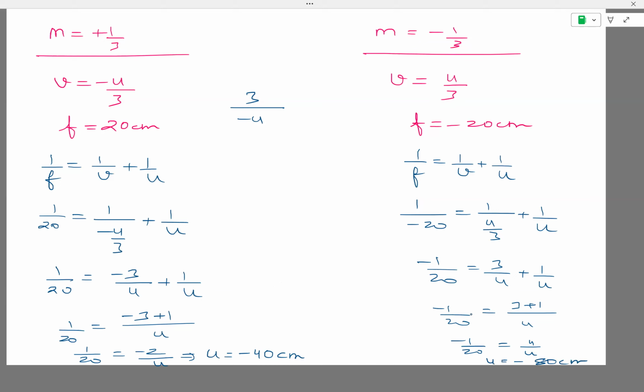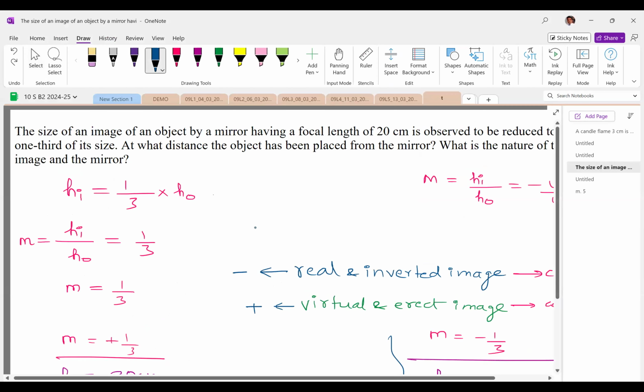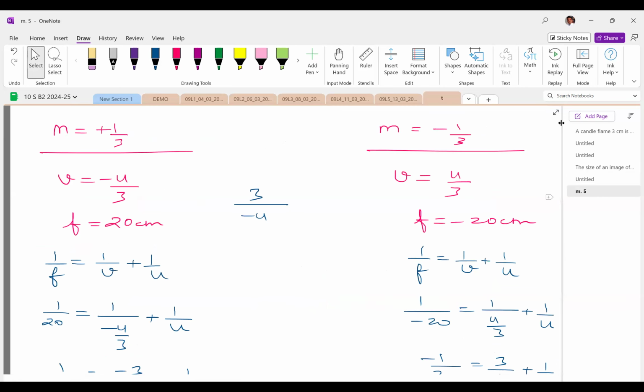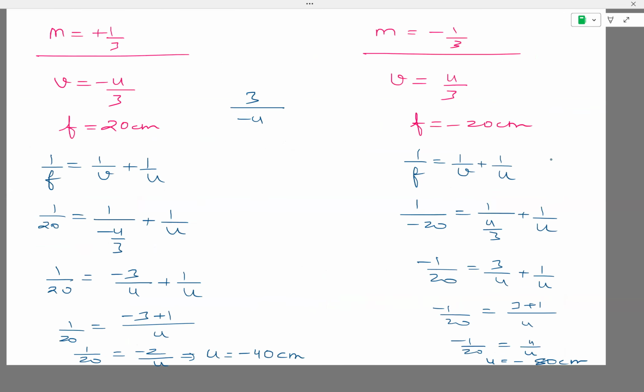minus 80 centimeters. That means here there are two situations where you can get an image size which is reduced by 1/3. See, image size is reduced by 1/3, right? When the focal length is 20 and image size is reduced by 1/3, you will actually get two cases. When you take a concave mirror, you have to place the object at a distance of 80 centimeters in front of the mirror. But when you take a convex mirror, you have to place it at a distance of 40 centimeters in front of the mirror. Then you'll get that type of image, which is reduced to 1/3. Is that clear? So here we got two cases.